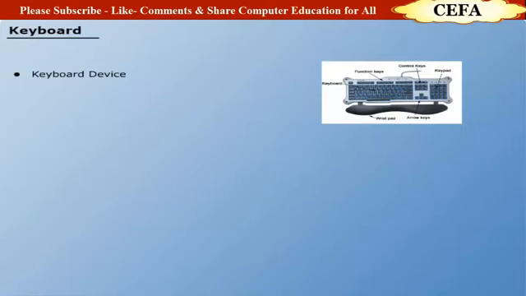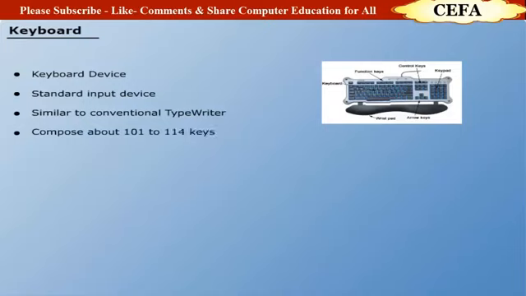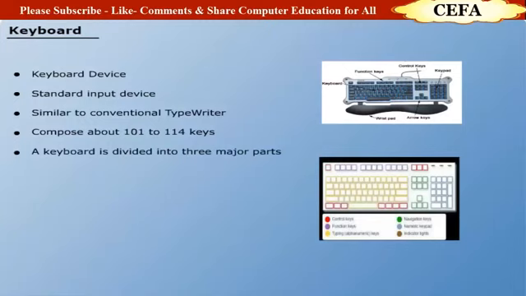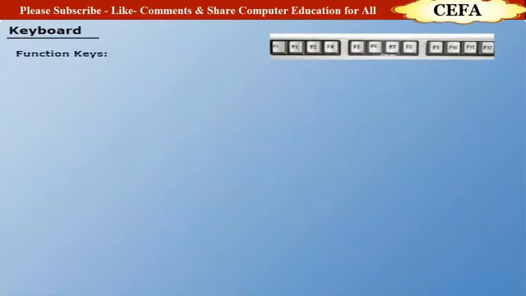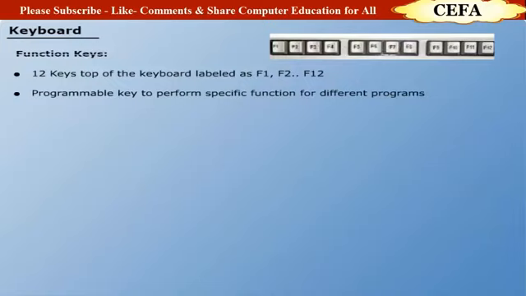Keyboard device. Keyboard is a standard input device, readily available for us to feed the data. A keyboard is similar to a conventional typewriter with about 101 to 114 keys as shown below. A keyboard is divided into major parts: function keys, numeric keys, alphanumeric keys, special keys, and screen navigation keys. Function keys. Function keys are 12 in number, labeled as F1 to F12. Function keys are programmable keys to perform a specific stored function. For example, the F1 key is used for the help option.